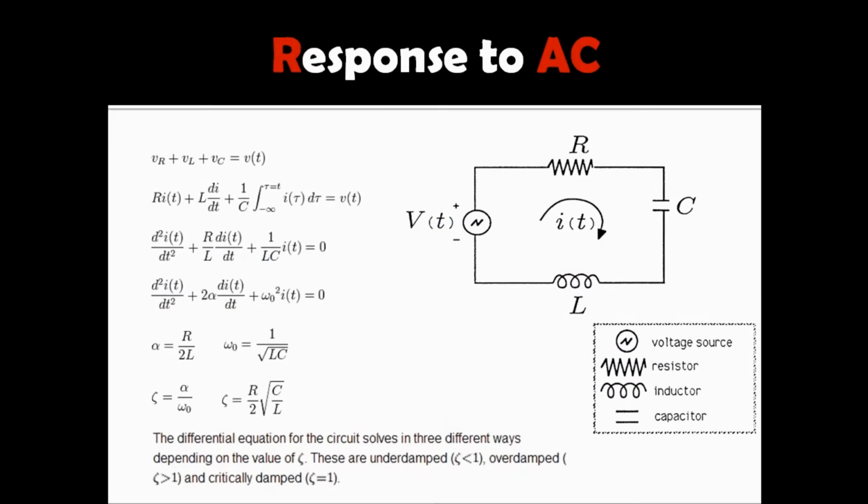The response to AC can be found by applying Kirchhoff's voltage law to the circuit. Thereafter, dividing the equation by inductance and differentiating it with respect to time, we get a second order differential equation. In this equation, we can replace R by 2L with alpha, which is the Neper frequency, a measure of how fast the transient response will die out. Omega naught is the resonant angular frequency of the circuit. The ratio of alpha to omega naught is represented by zeta, which is the damping factor or the ratio of attenuation to resonant frequency.